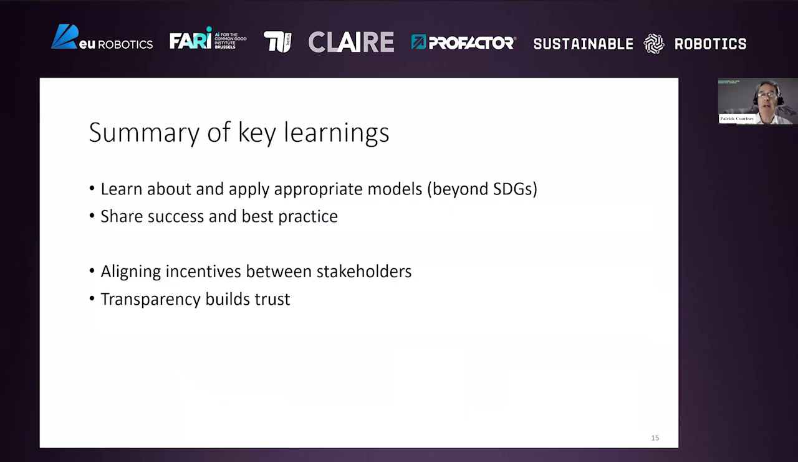Share success and best practice. We need to hear what's going on and help one another. We need to align incentives between all these different stakeholders and be transparent about what we do when we make mistakes, when we have problems, because that builds trust and it will help us move forward. So very quickly there, I've just taken a snapshot view of what's going on, to set the scene for this session that we're doing today and lay the groundwork for the next 3 sessions after that.